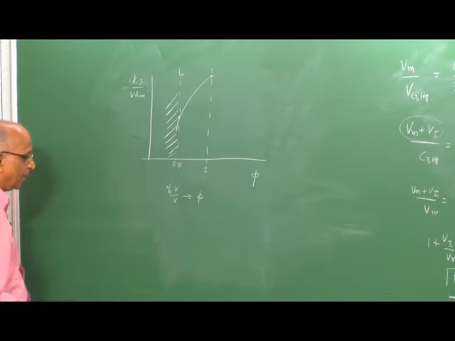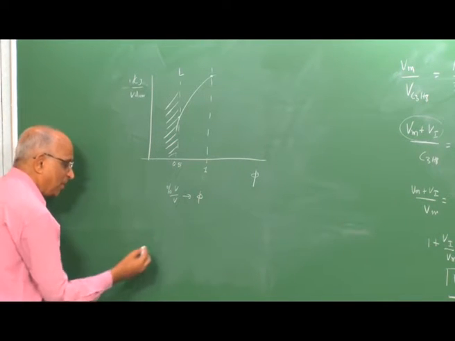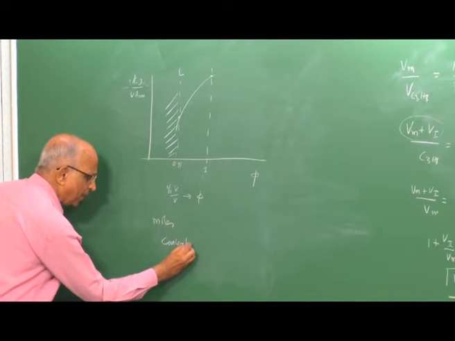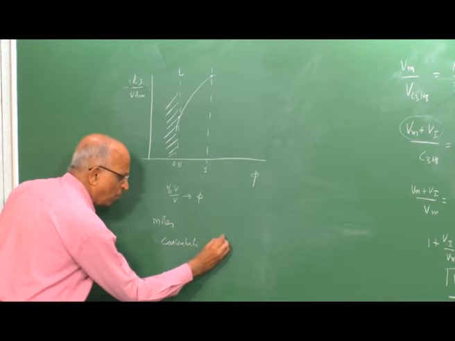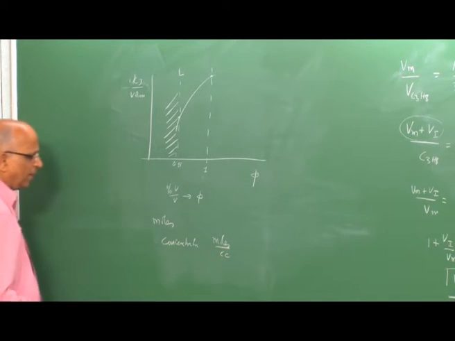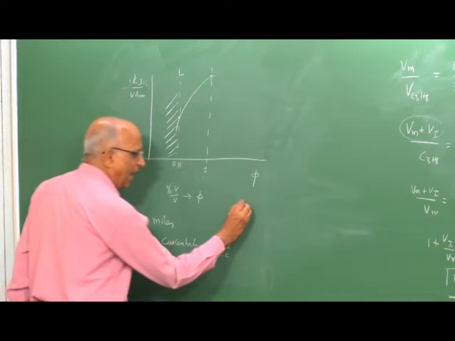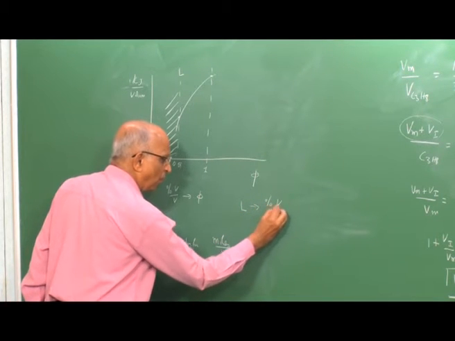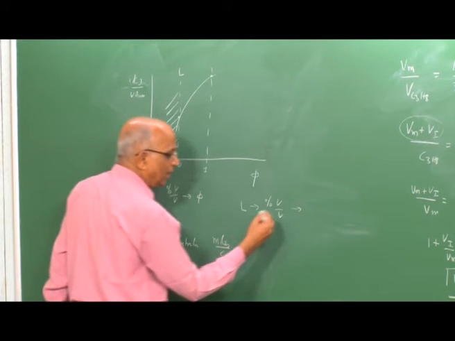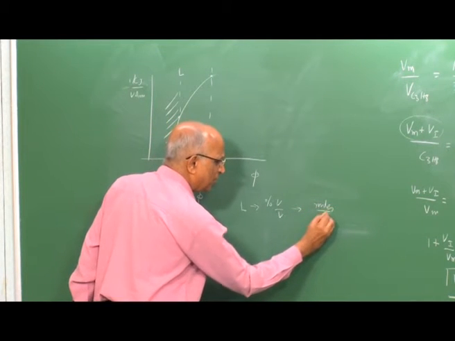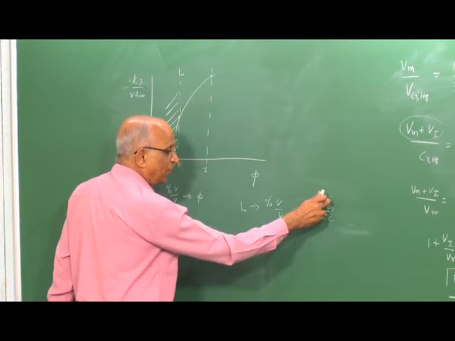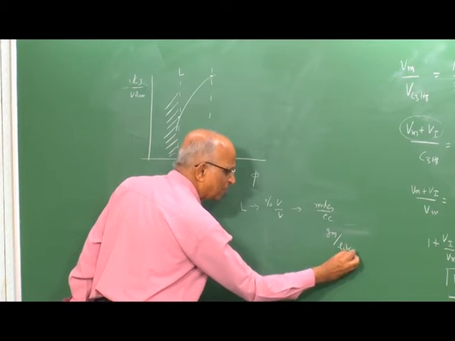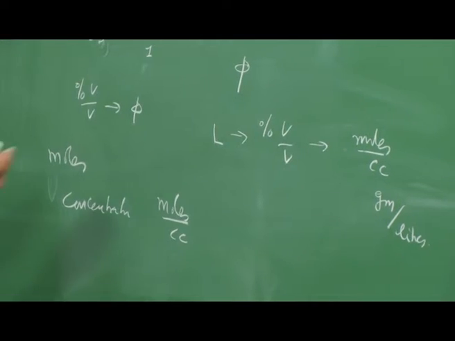But you also remember, in some problems, especially when we talk of moles, when we talk of reaction, we talk in terms of concentration, and when we talk of concentration, we talk in terms of moles per unit volume, per cc. Can I express the concentration at L, or let us say the limit, in terms of percentage volume by volume, in terms of moles per cc? Moles is also a quantity of matter, so I can express it in terms of grams per volume or grams per liter or milligrams per liter. I would like to do this, and it so happens it is quite simple.